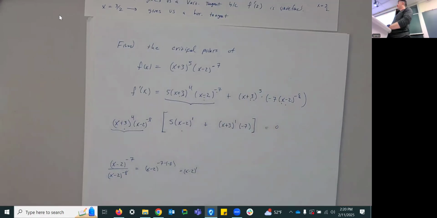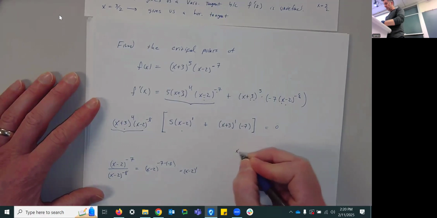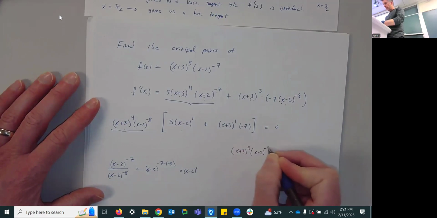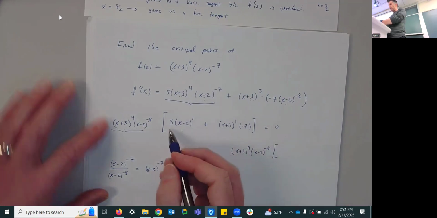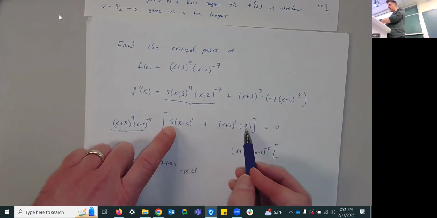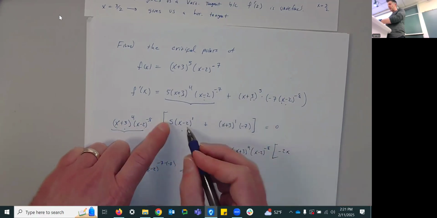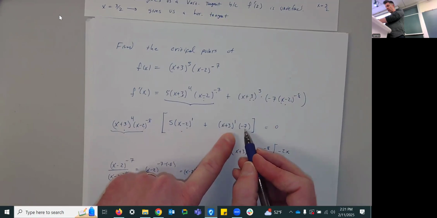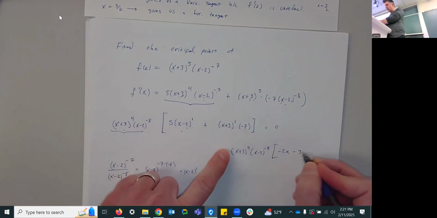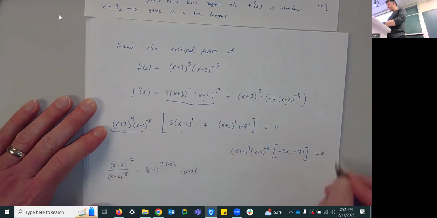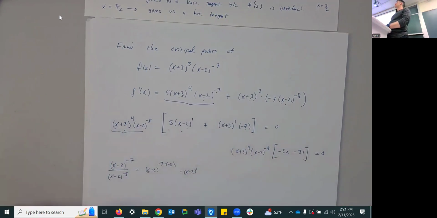And then if I was trying to solve this equal to 0, because I said we're trying to find where you have horizontal tangent lines, I would say we have x plus 3 to the 4th times x minus 2 to the -8. And simplifying the insides here, I have a 5x minus a 7x, that's a -2x. And I have a -10 minus 21, the -31.